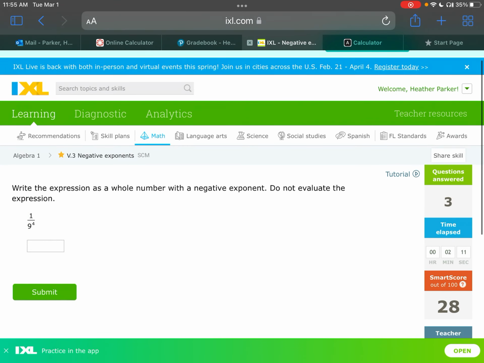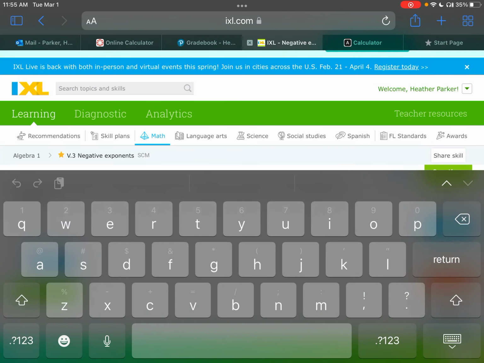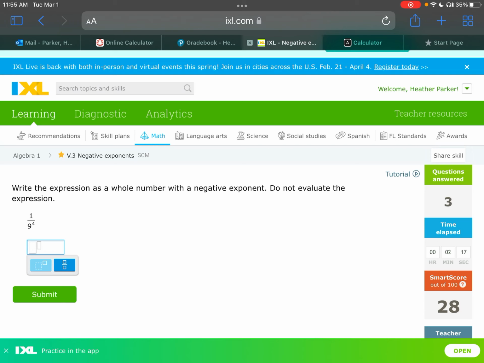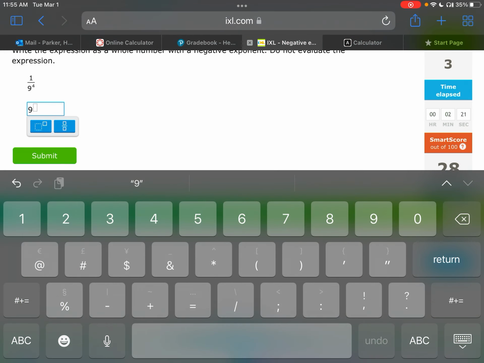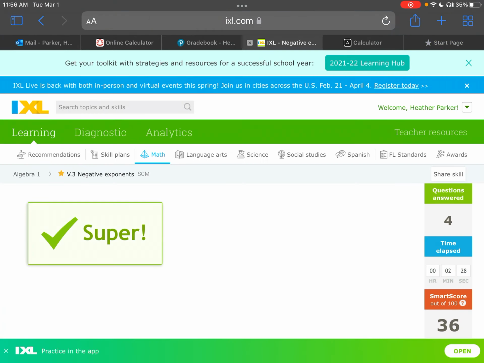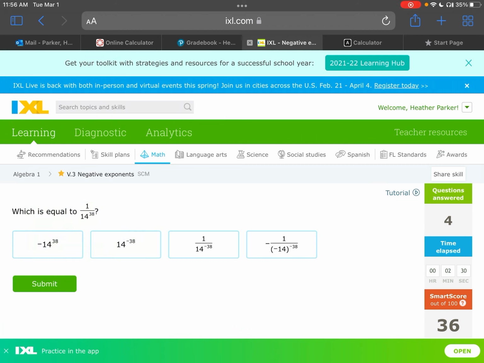This one, again, we're writing with the negative exponent. So to pull it to the numerator, I am going to do 9 and then to the negative 4. The negative is what pulls it into the numerator, and then the 4 stays there. Now this time I'm going from the denominator to the numerator. Again, once I change that, it's going to make my exponent negative. It doesn't make my number negative, it makes my exponent negative.